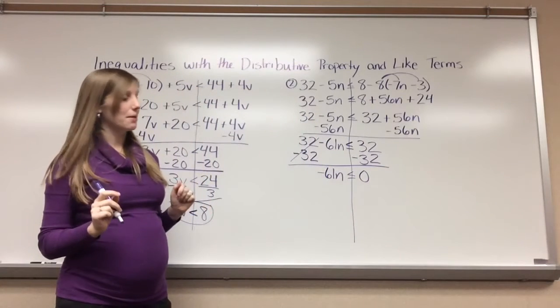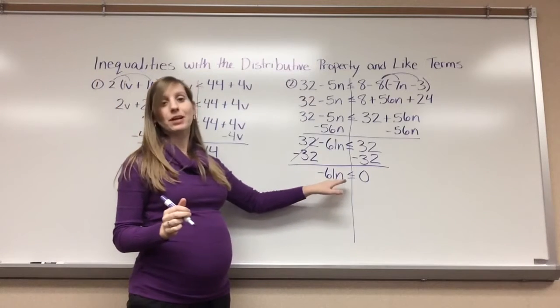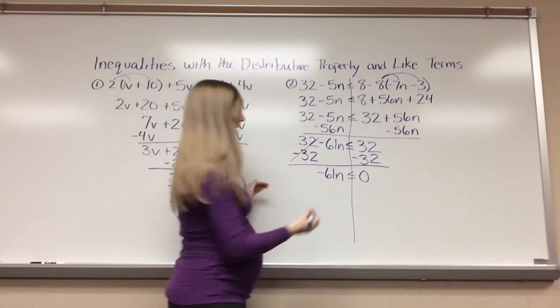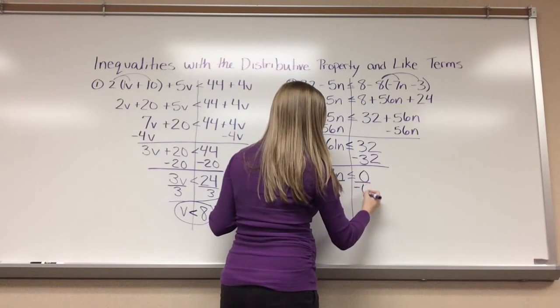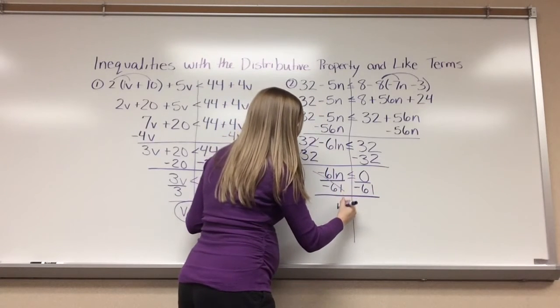And we have one last step. We need to do the division. All right, so this is a negative 61 and they're right next to each other. So we're going to divide both sides by negative 61. My negative 61's cancel, and I have n here.